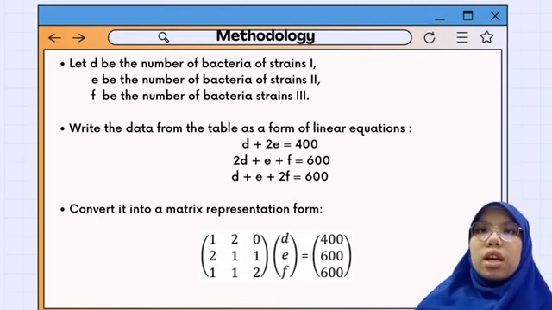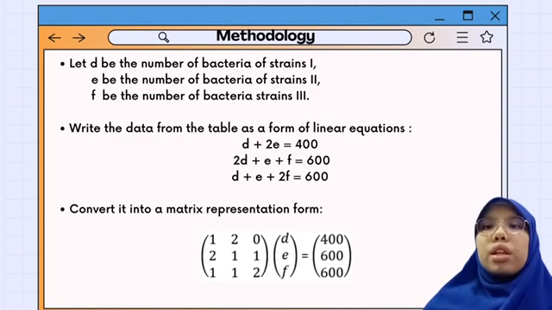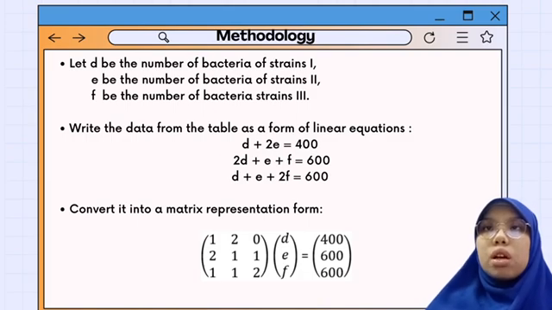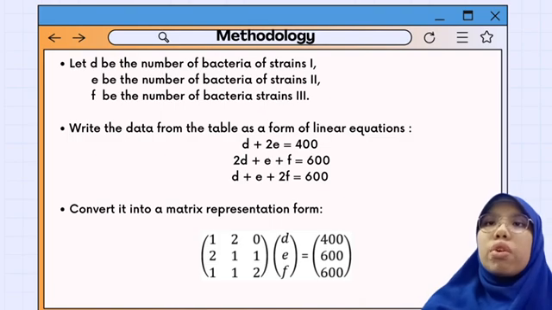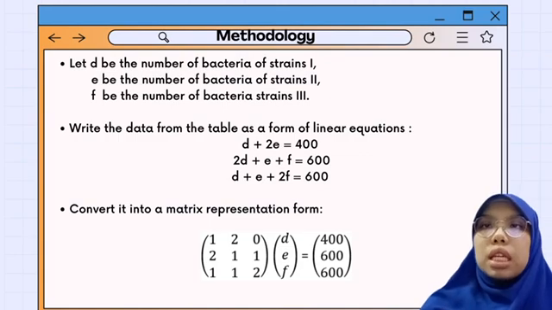My name is Nur Fatihah and I will explain the methodology of our case study. First, let D be the number of bacteria of strain 1, E be the number of bacteria of strain 2, and F be the number of bacteria of strain 3. Next, we write the data from the table as linear equations and we get D plus 2E equals 400, 2D plus E plus F equals 600, D plus E plus 2F equals 600. After that, we convert it into a matrix representation.